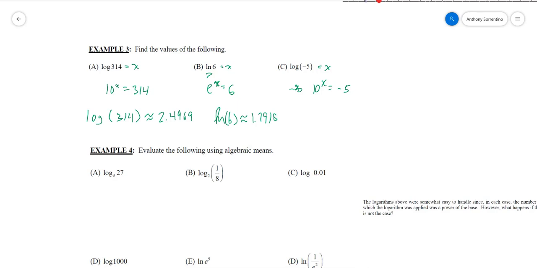For C, it's good to keep an idea about this and always think about it, but you could probably say, just knowing what the domain of a logarithm function is, or when it's translated to an exponential function, it should be clear to see that there's no way I could take 10 and raise it to a power that gives me a -5. So this is no solution, or undefined, whichever way you want to say it. It means the same thing.